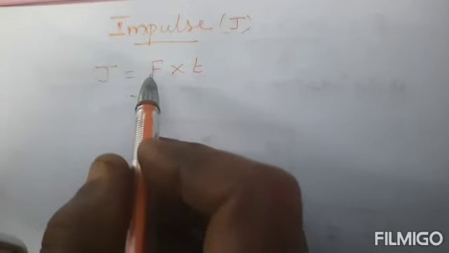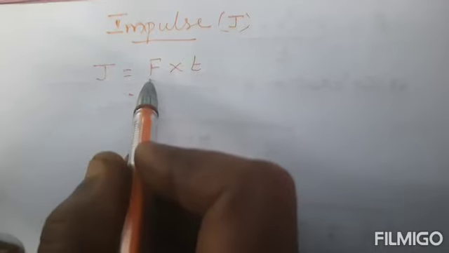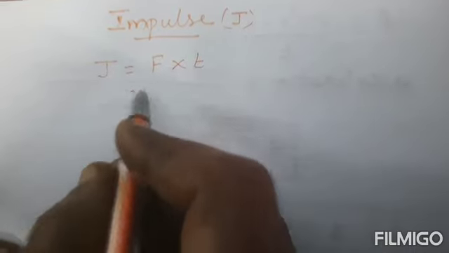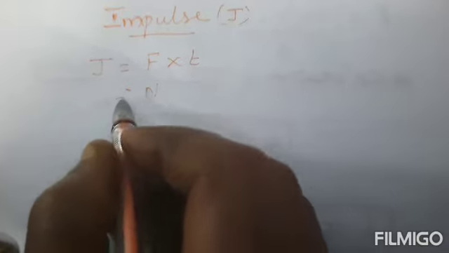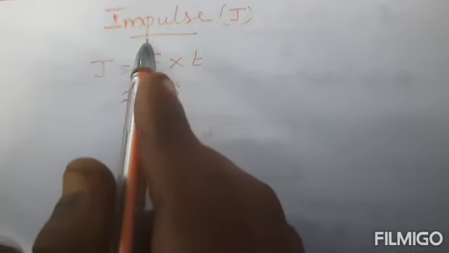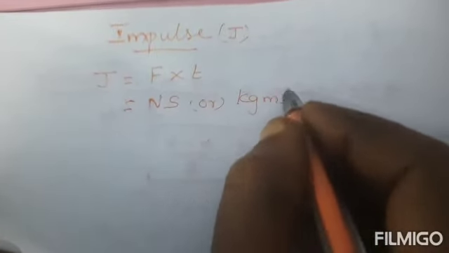What is the formula for impulse? J equal to F into t. J means impulse, F force, t time. We can write the unit here. What is the unit of force? Newton. What is the unit of time? Second. So, Newton second is the unit of impulse. Or we can write the unit as kilogram meter second power minus 1.